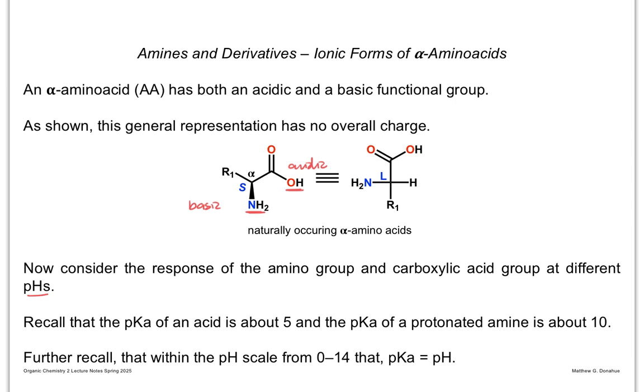So let's recall that the pKa of an acid is about 5. And the pKa of a protonated amine is about 10. So when we say that, we're saying the protonated amine, that pKa is about 10. When that gets deprotonated, it just becomes the neutral amine. So this is called the ammonium, typically a salt, so there's some counter ion, and then that's the amine.